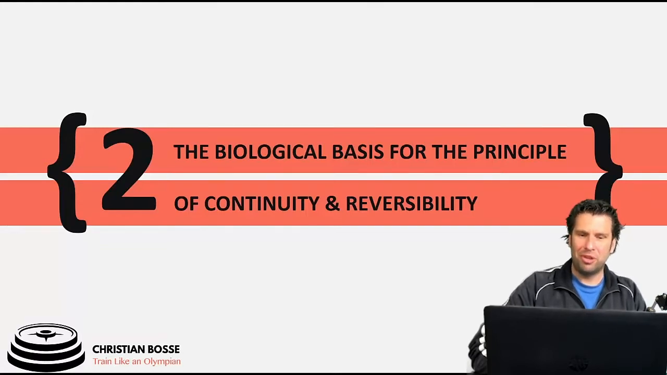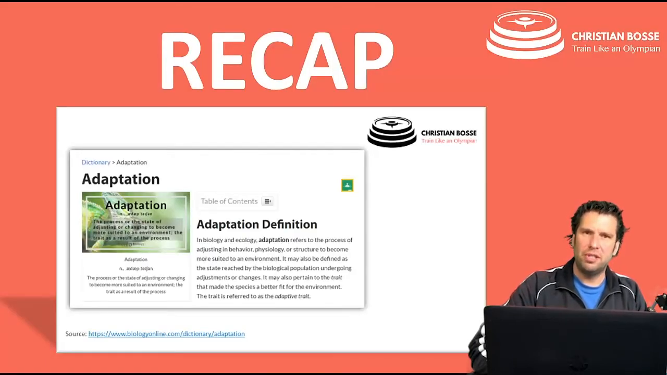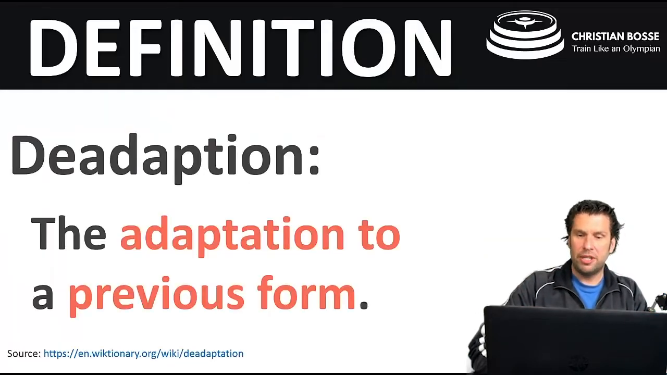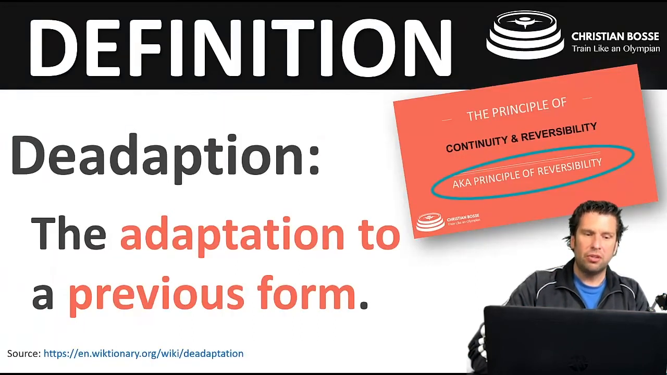What's the biological basis for that principle? So, the biological principle of de-adaptation. I talked about de-adaptation a few times before, but I never really gave you a definition. Adaptation is basically the ability to adjust to an environment and undergoing physiological changes. And de-adaptation is the adaptation to a previous form. So it basically reverses the adaptive process. So that's why it's also often called the principle of reversibility.